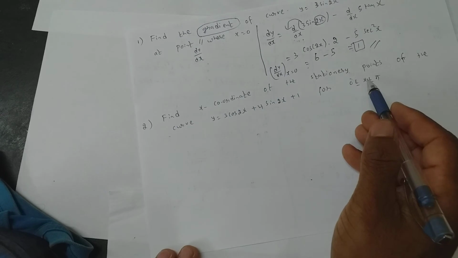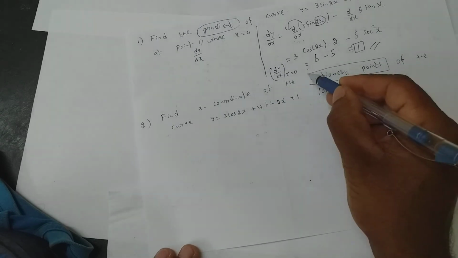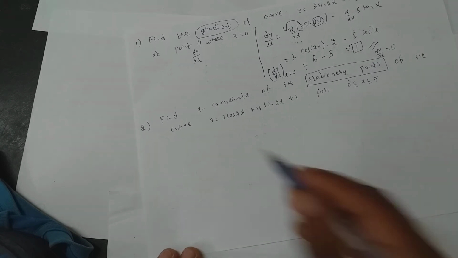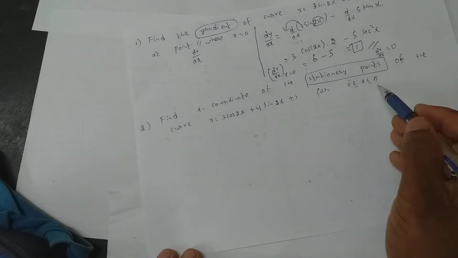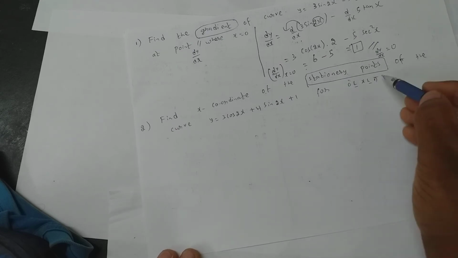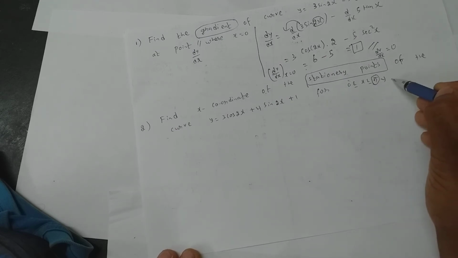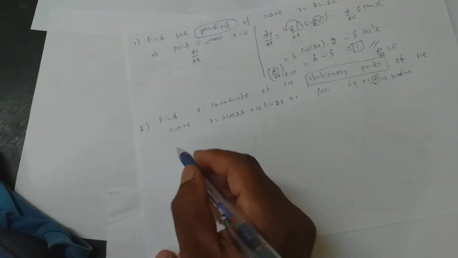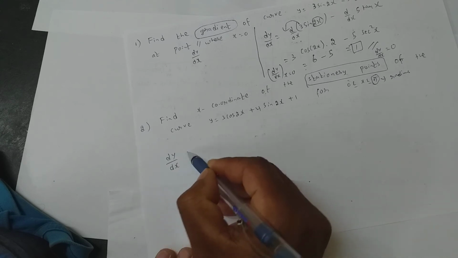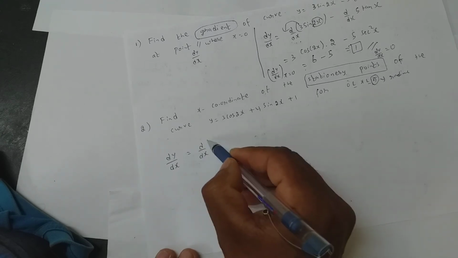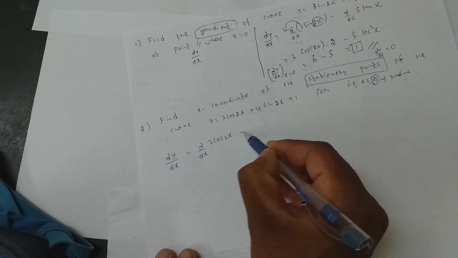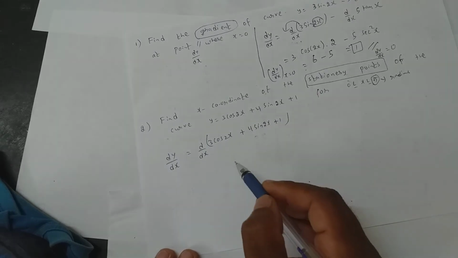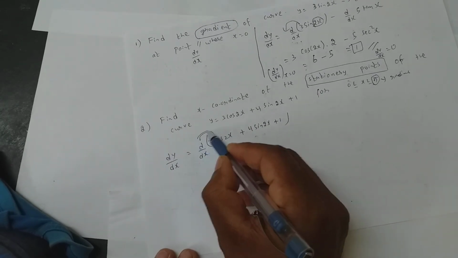Find x coordinates of the stationary points. Again, stationary points means dy by dx equal to 0. For this curve in this range. Okay, it's given in terms of pi, which means you need to leave your answer in terms of radians. Okay, so let us start. First I need to find dy by dx. That is d by dx of this entire term. So cos 2x plus 4 sin 2x plus 1. Clear, students? This gets applied to each of it.